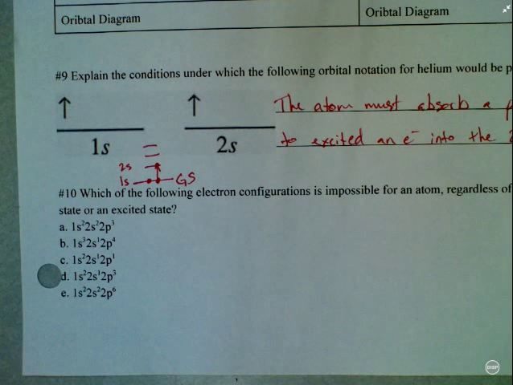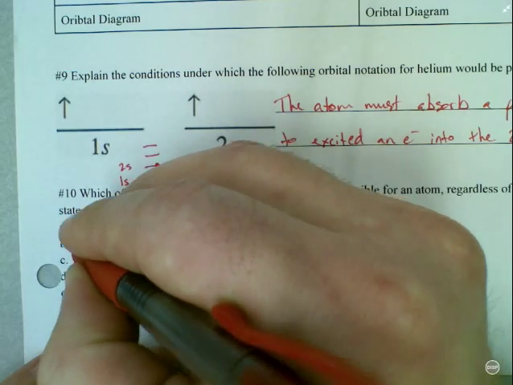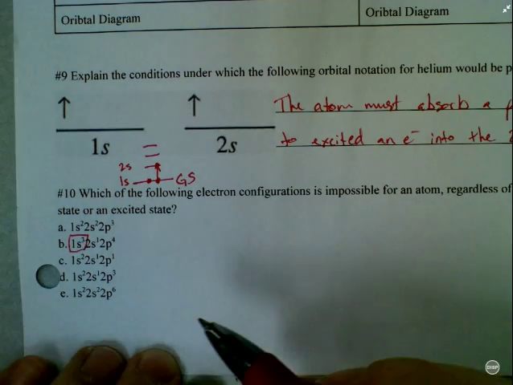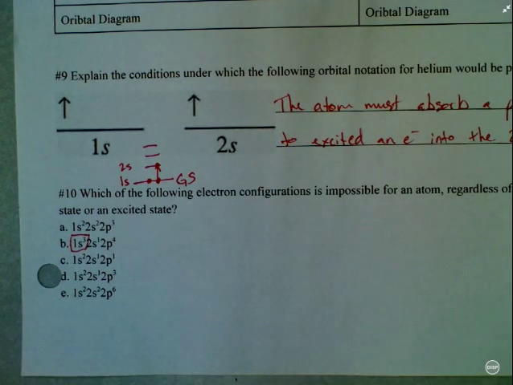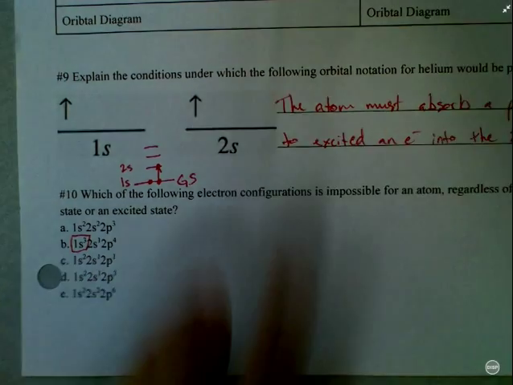I'm hearing D. I'm hearing B. Tyler, why do you think it's B? 1s3. Right, because this 1s orbital, any s orbital, can hold a maximum of 2 electrons. If there's a third electron to be housed, it must occupy a different orbital because there isn't enough room in the s orbital to house 3 electrons. Good eyeballs. All right, let's flip this over to the back.